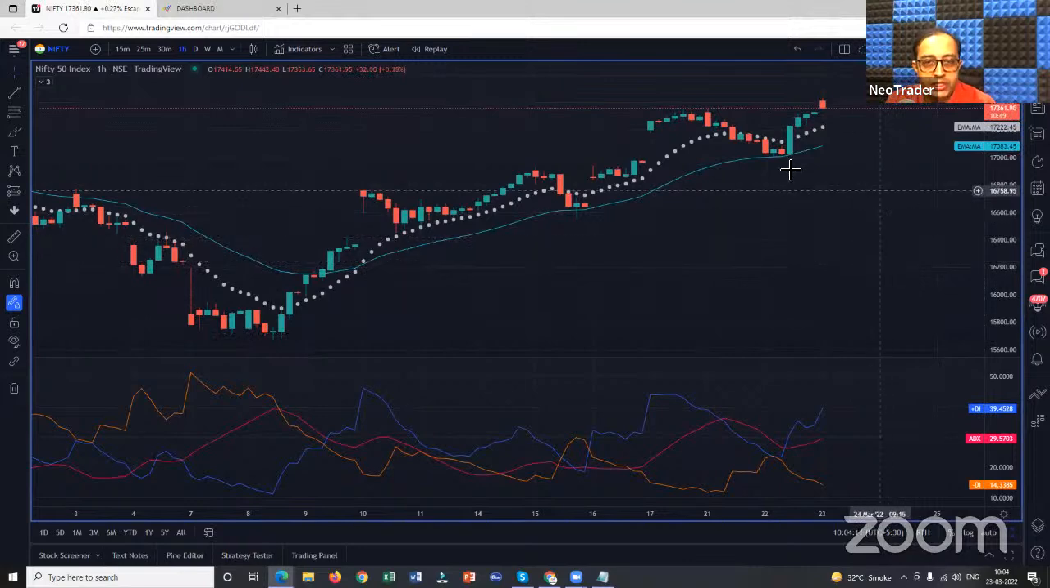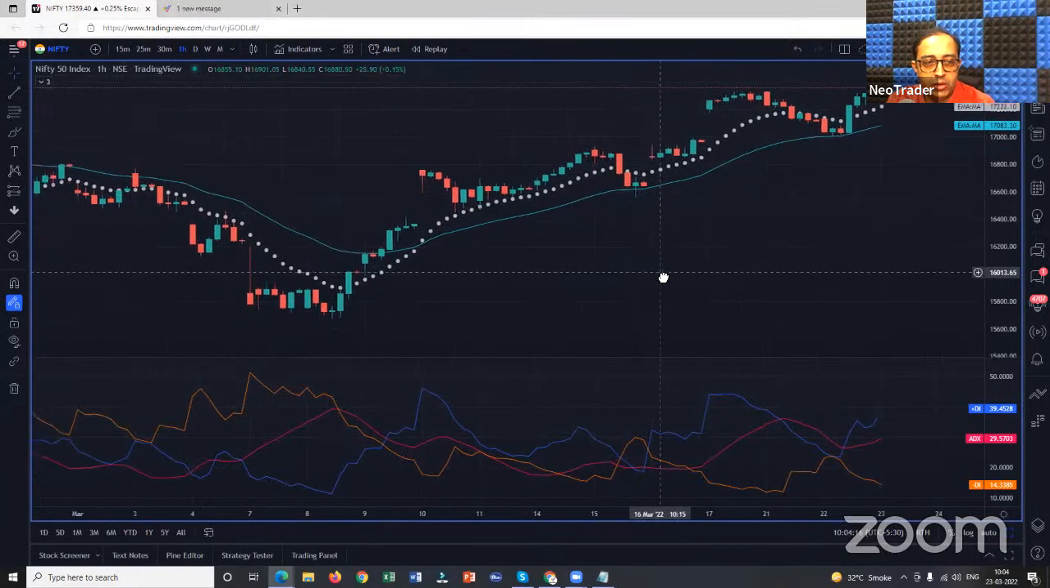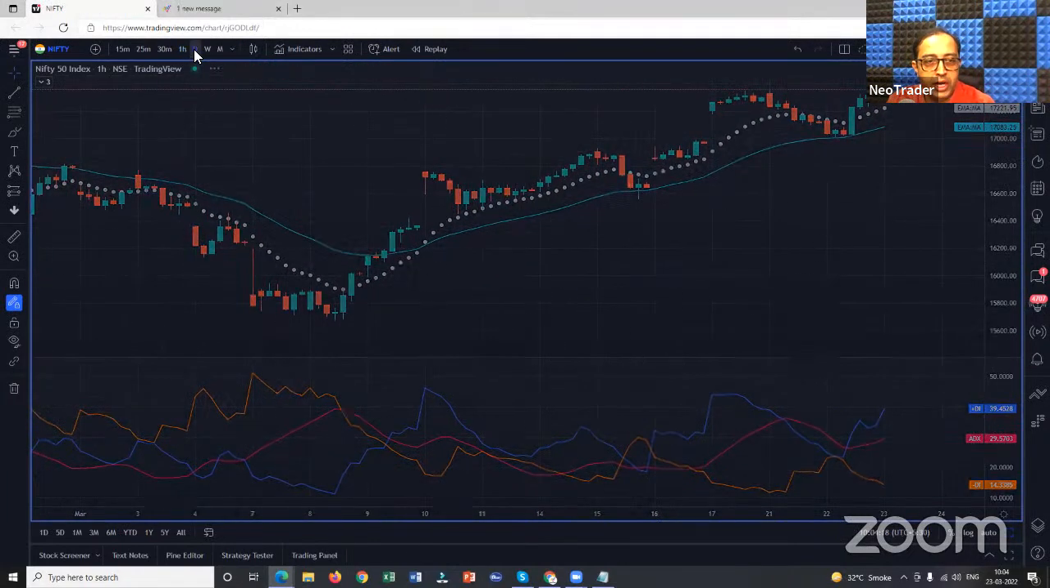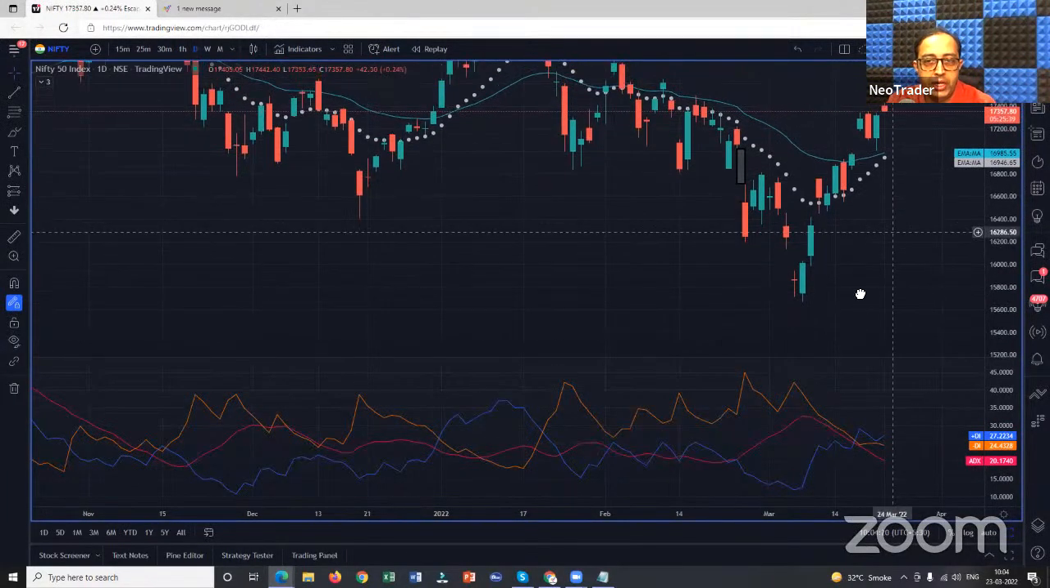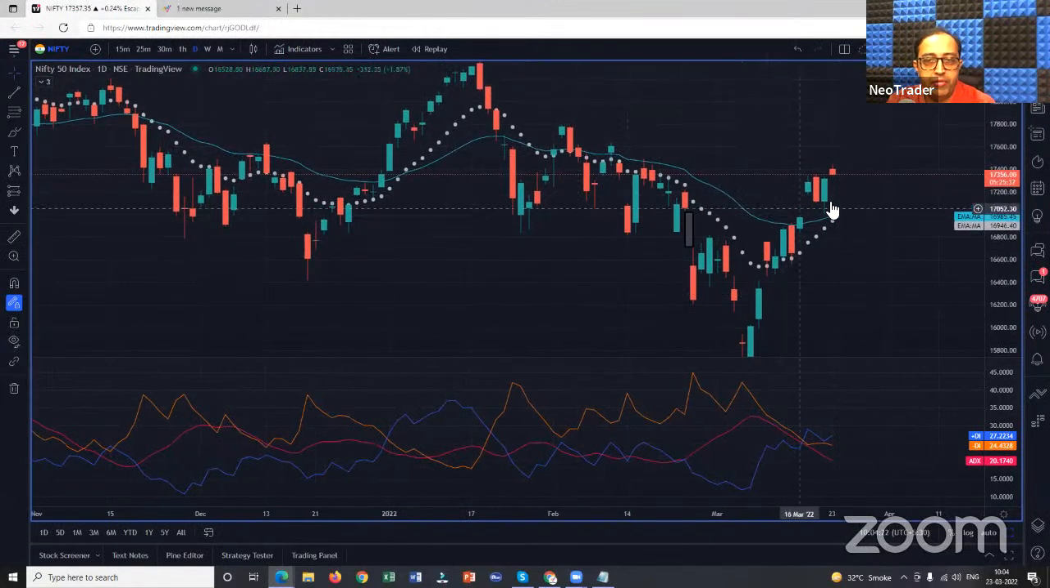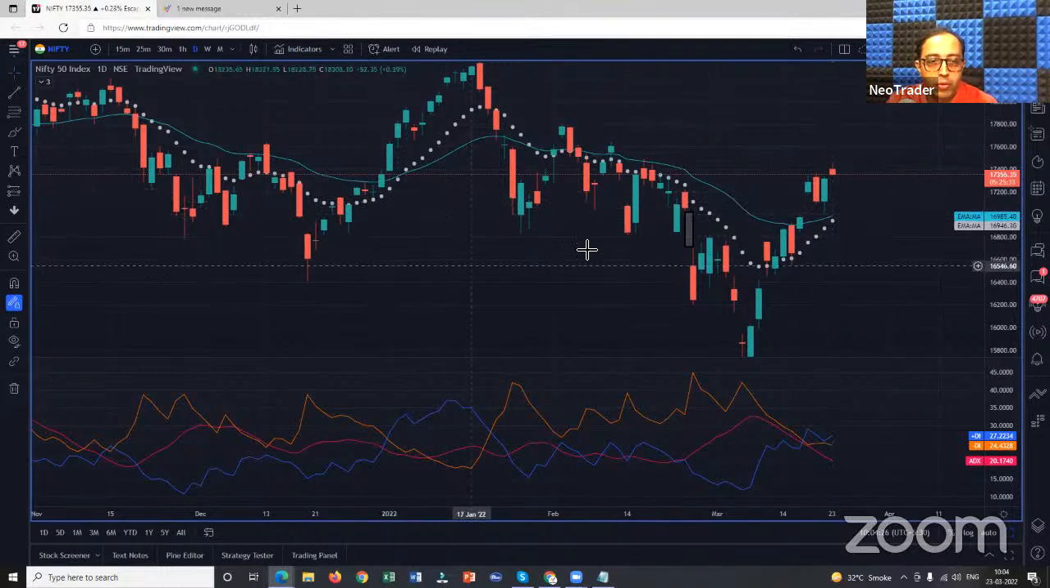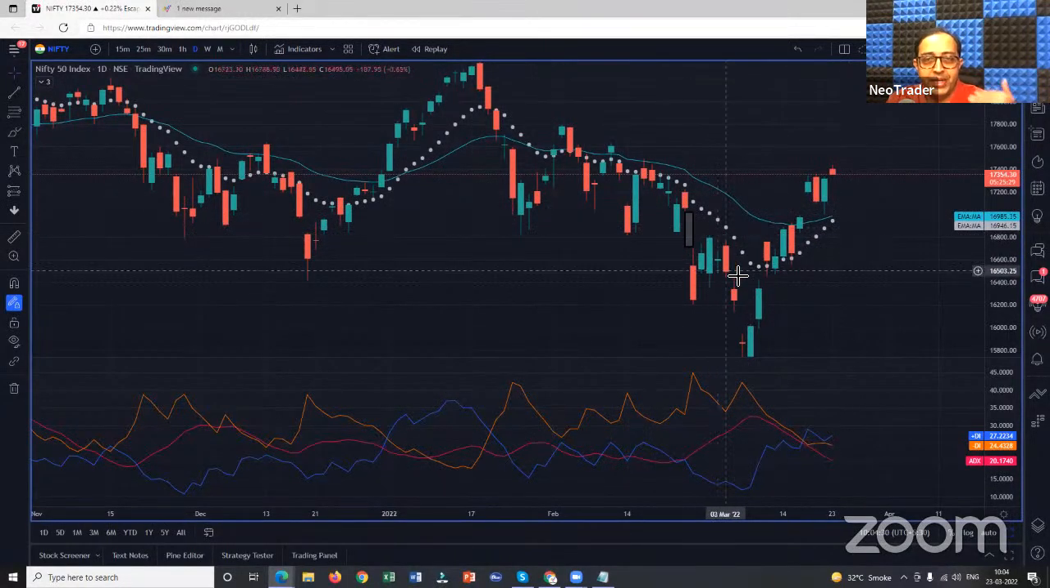Now this is the situation of Nifty, and this is how the charts are looking. Even on the hourly charts or the daily charts, you are seeing some kind of bullish momentum being built up. Well, overall we feel that the market is bullish, but the market is moving in bits and jerks.